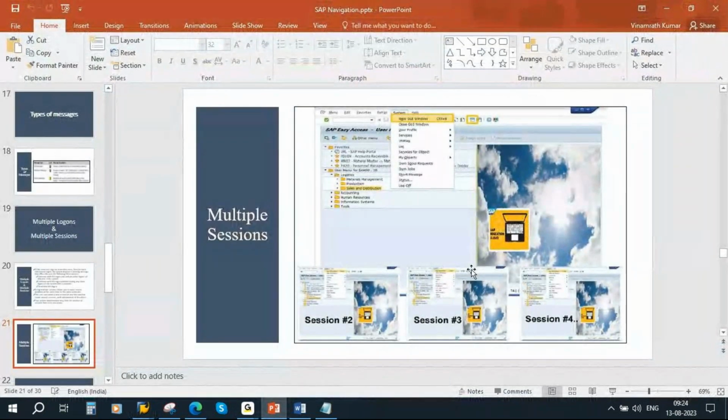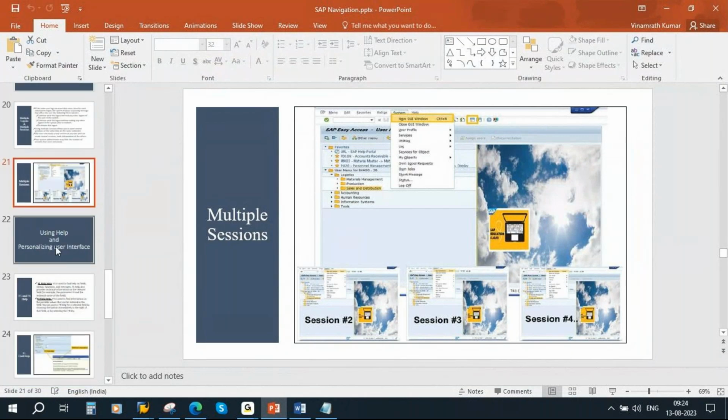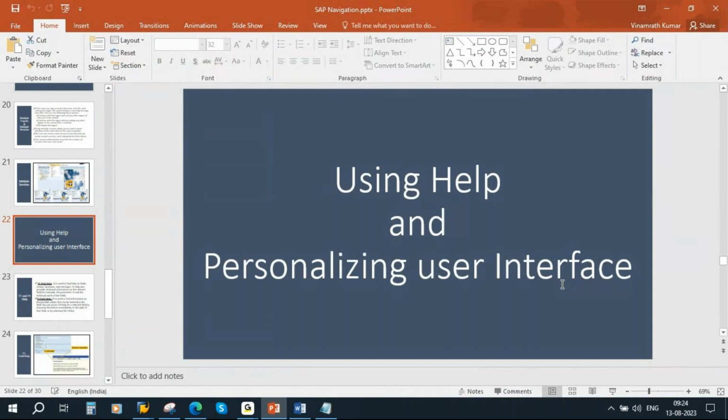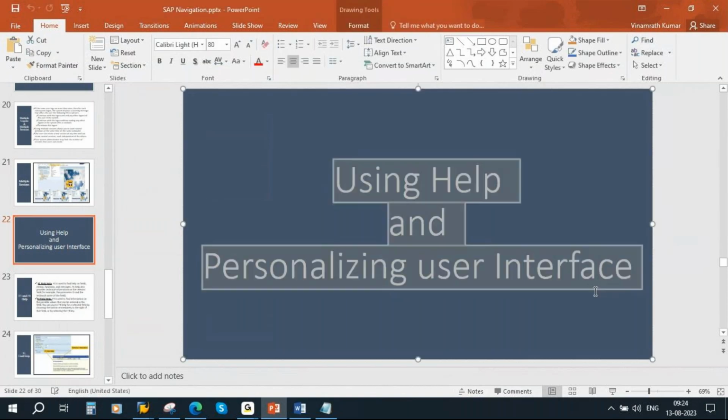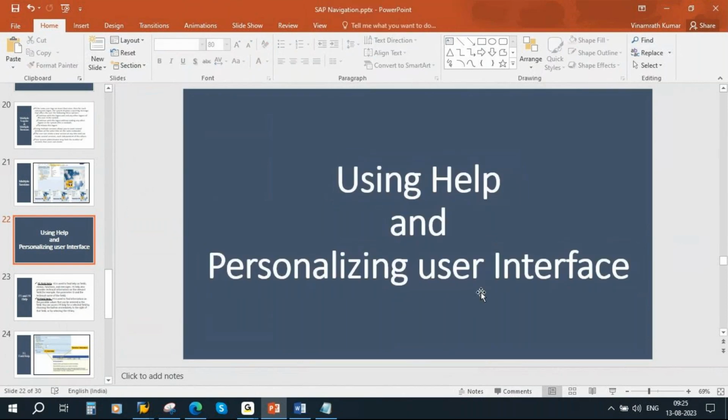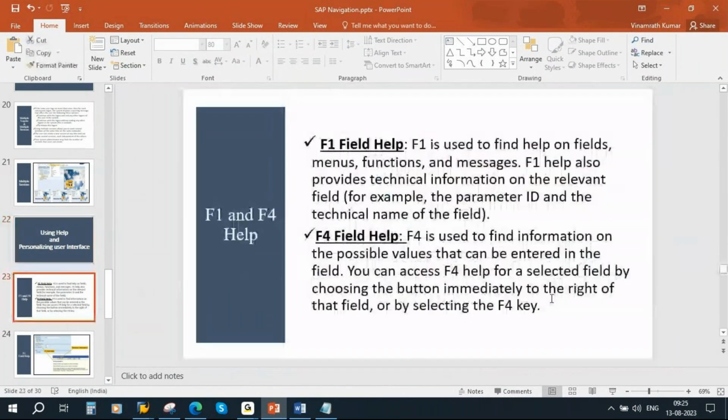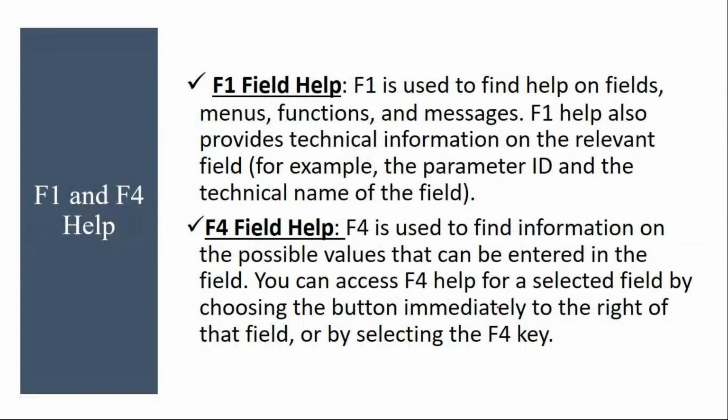Now in different sessions, you can perform different functions. Okay, let's continue. The next topic is using help and personalizing the user interface. There are two help options. One is F1 field help. F1 is used to find help on fields, menus, functions, and messages. F1 help also provides technical information on the relevant field.